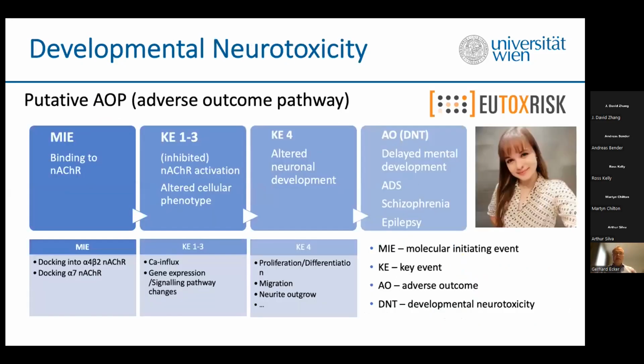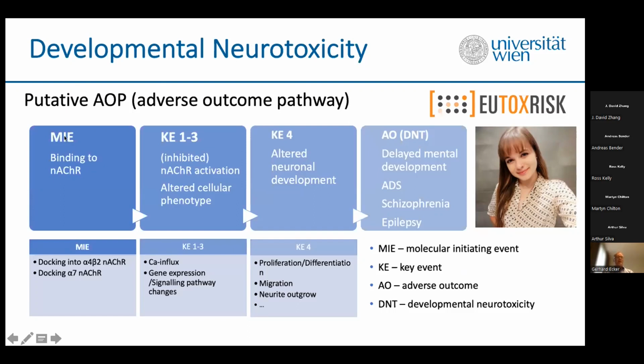The next use case I would like to show is related to developmental neurotoxicity. We started that also in EU-ToxRisk, and that has been done by Karen Grillberger in my group. The question is related to nicotinoids, neonicotinoids. When you take one of the AOPs for developmental neurotoxicity, there are several out. One is focusing on the nicotinic acetylcholine receptor.